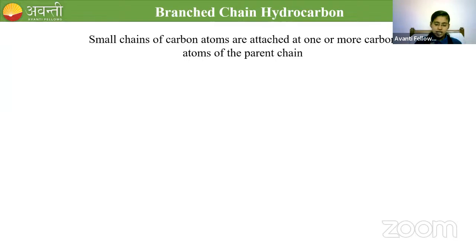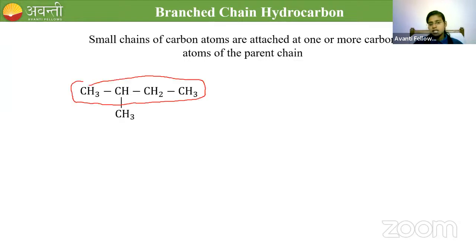So let me give you one example. This is a compound, a branched chain hydrocarbon. Here you see, this is the parent chain, the longest chain, the chain with more carbon atoms. And this is a small group, a small chain attached to one of the carbons in the parent chain, which is called a branch. Let me give you one more example.